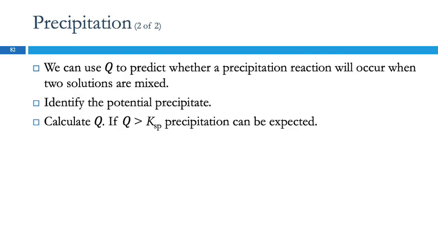So we can use Q to predict whether a precipitation will occur when two solutions are mixed. So we need to identify what the potential precipitate is, and then calculate Q and compare it to Ksp.